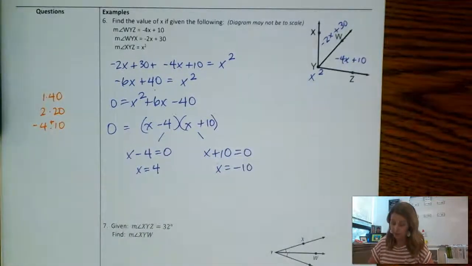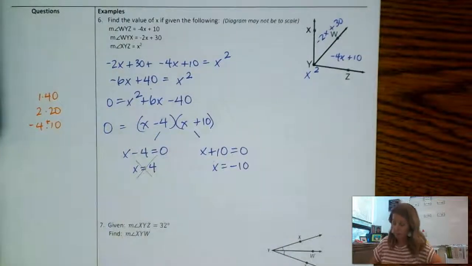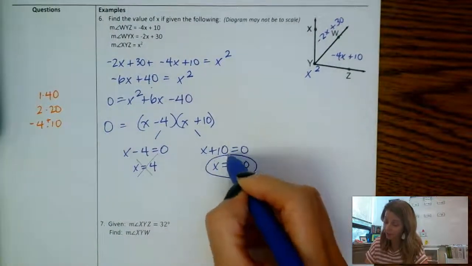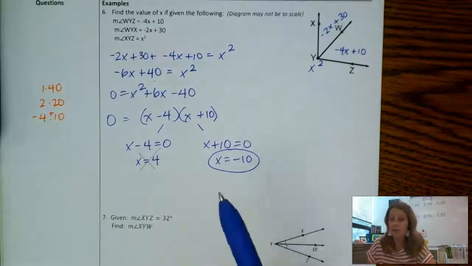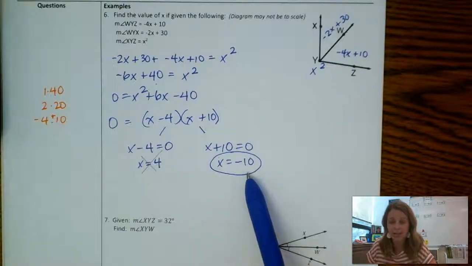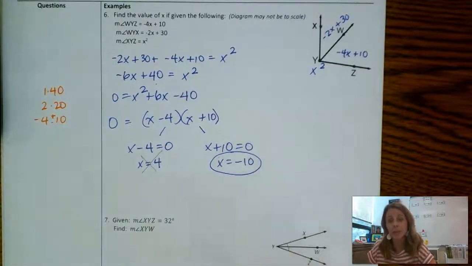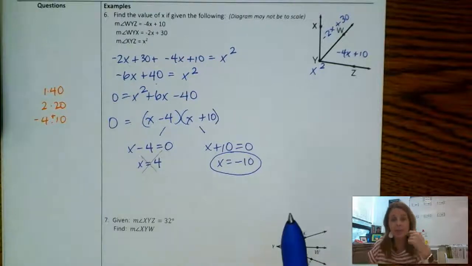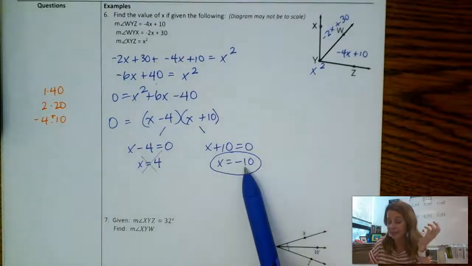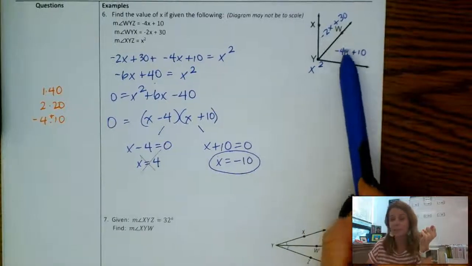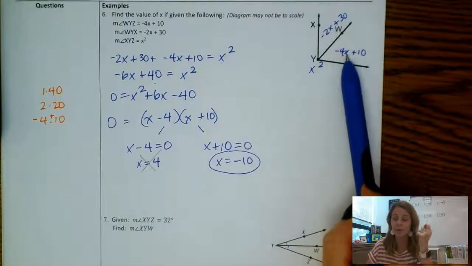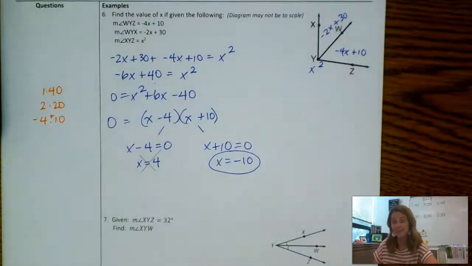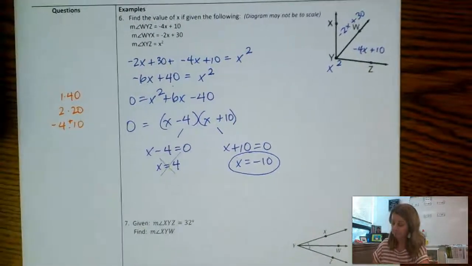So I'm going to X out my 4 and circle negative 10. Now you might be thinking, wait a minute, I thought we couldn't have negatives. You can't have negative angle measures, you can't have negative lengths. But this variable can be negative, as long as it doesn't produce a negative angle measure, you're okay. A lot of times the negative answer just gets thrown out, but this is an example where it doesn't.